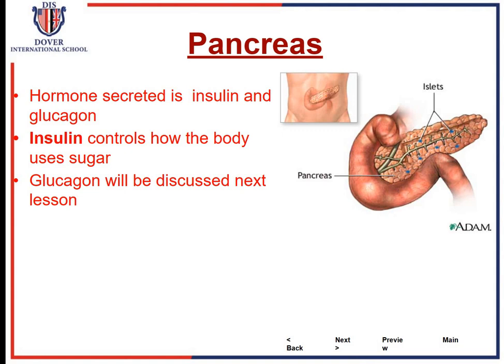If you have a lot of sugar in your blood, insulin will be released. If you have a low blood sugar level, there is no sugar in your blood, glucagon will be released.